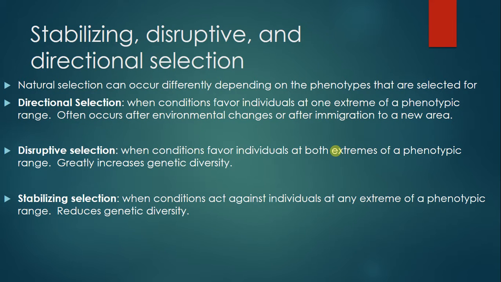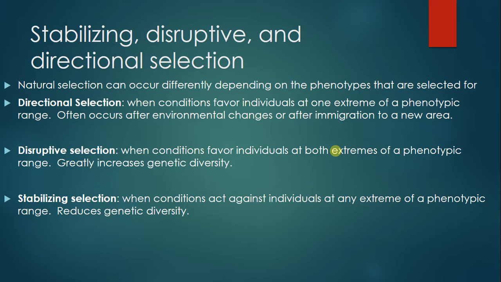of a phenotypic range. So, for example, in the Grants' research with the medium ground finches, the conditions favored birds with larger beak sizes. The larger the beak size, the easier it was to crush those big seeds, and the better they survived. That would be directional selection. Over time, you would see the frequency of birds with larger beaks increase.